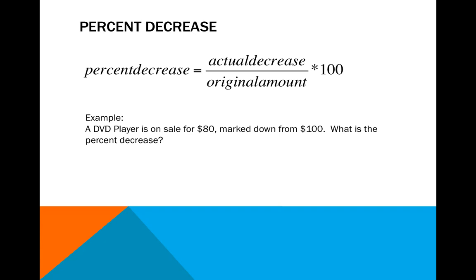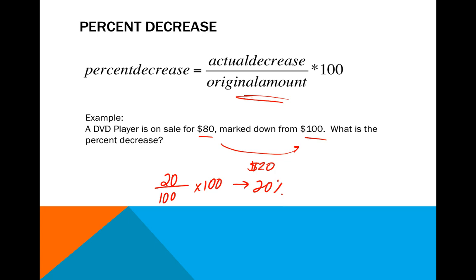Percent decrease works in the same way. So it's the amount of decrease relative to the original amount times 100. Here we're looking at the same numbers. You have a DVD player that's on sale for $80, marked down from $100. So the difference between those, the actual decrease, is still $20. When we look at the percent decrease, it's not going to be 25% because it's relative to that original amount. So the amount of decrease is 20, but the original amount was 100. So it's going to be a 20% decrease.